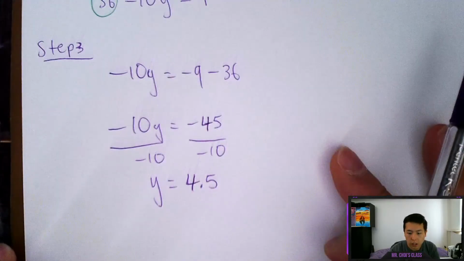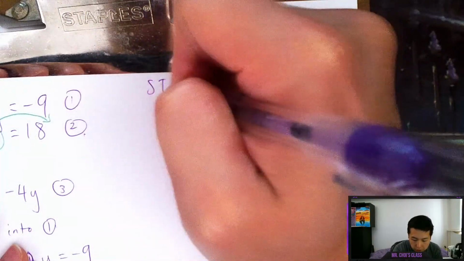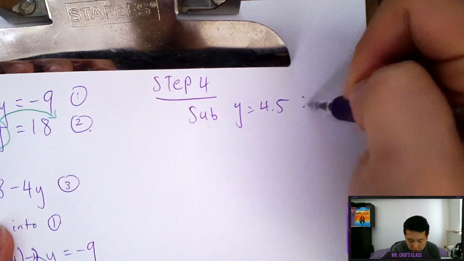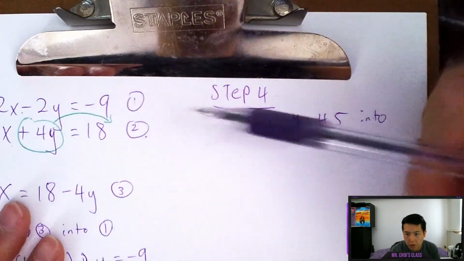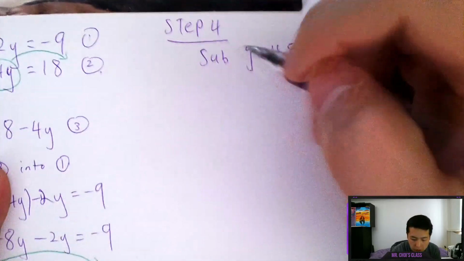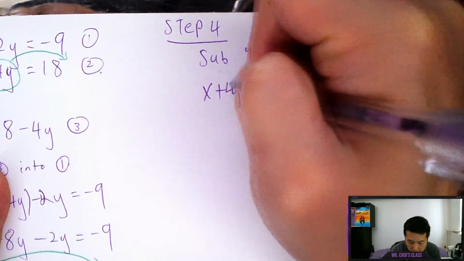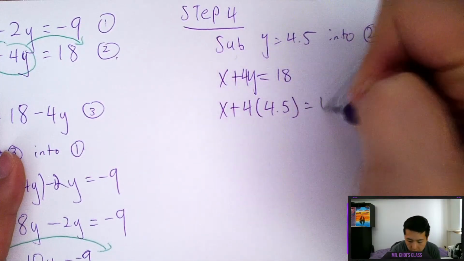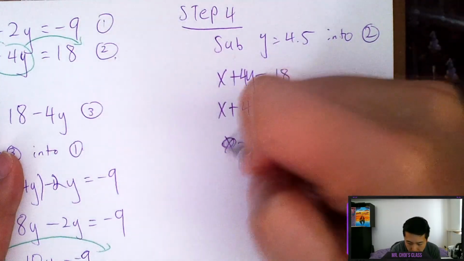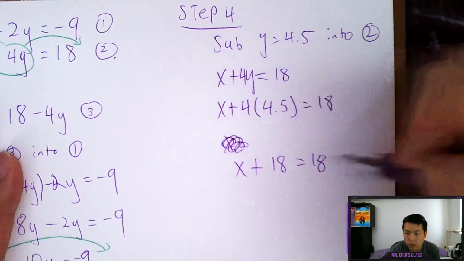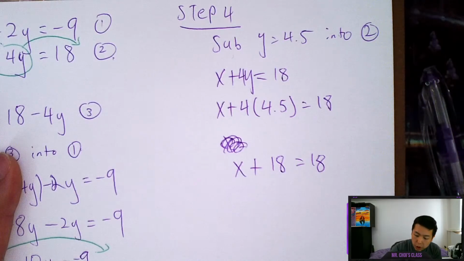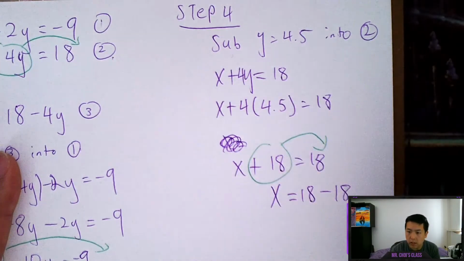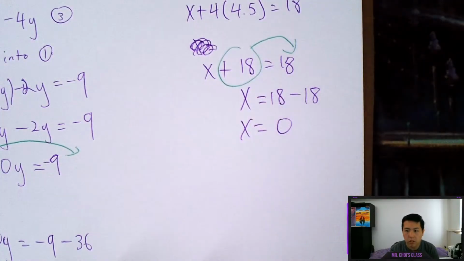Continuing on, let's move up to here because we're running out of space. Step 4 is to sub our y equals 4.5 into either of the two equations at the beginning. Let's plug it into equation 2. We get x plus 4 times 4.5 is equal to 18. We get x plus 18 equals 18, which gives you only one option. We move the plus 18 to the other side, x equals 18 minus 18, which means x is equal to 0.